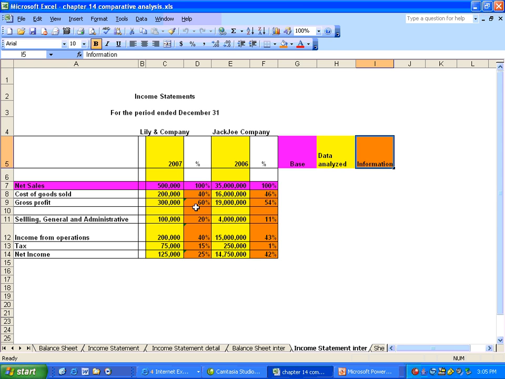But by looking at them, I see that Lilly Company, their cost of goods sold is less. Why? Why is that? I need to start delving in a little bit deeper, and I can get maybe some useful information out of this. I also see here that Lilly & Company pays 15% in taxes, Jack Joe & Company pays 1%. Why is that? Again, it's a place to start our investigation.